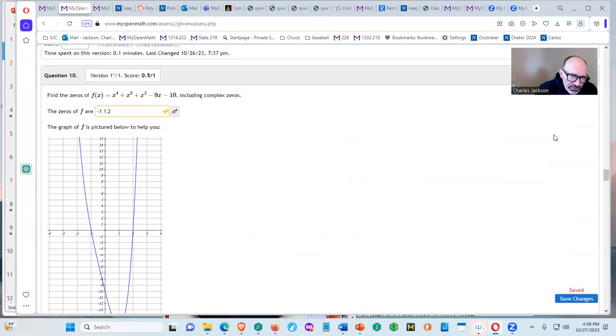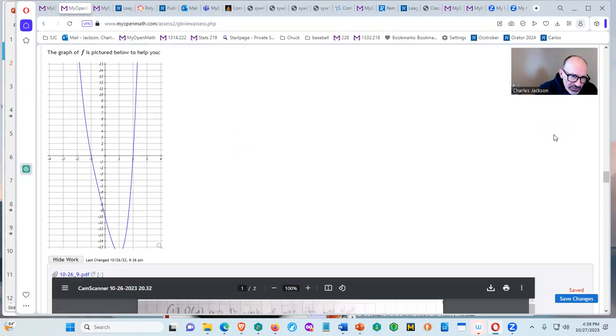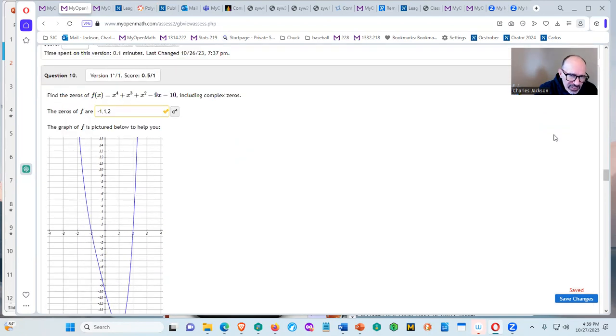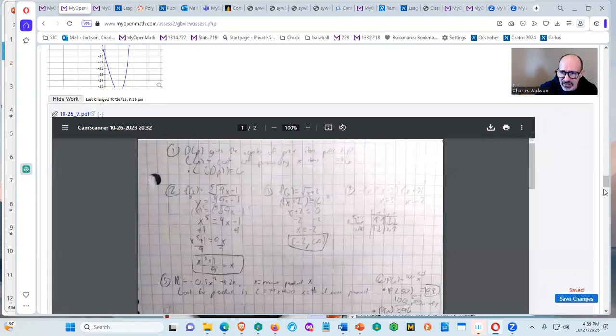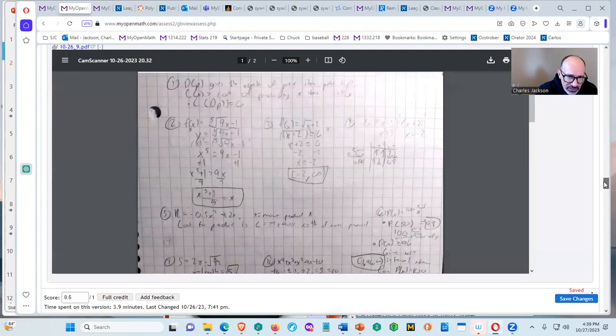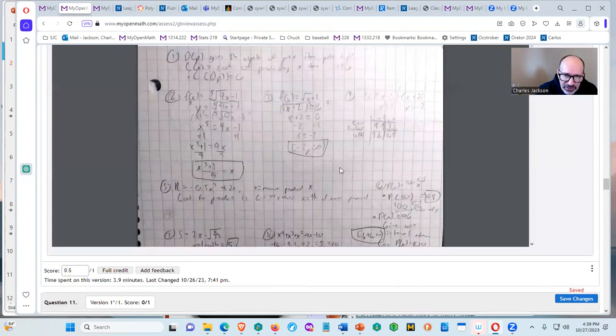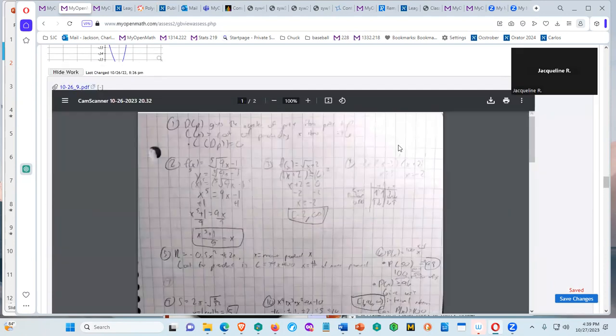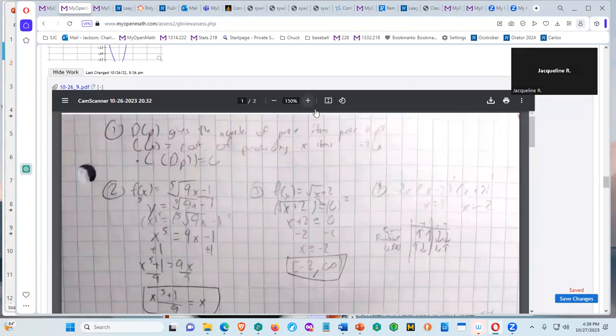Find the zeros, including complex zeros. Okay, so this is good. I'm glad this came up. We're going to have to do this, and I'm not sure if we've done this kind of thing in a meeting in this class, top to bottom. So it would be good to talk about this. Now let's see what you actually have.